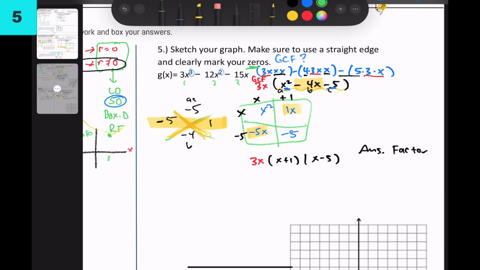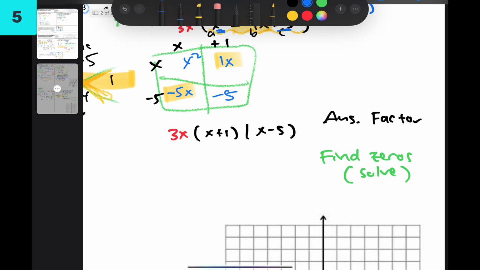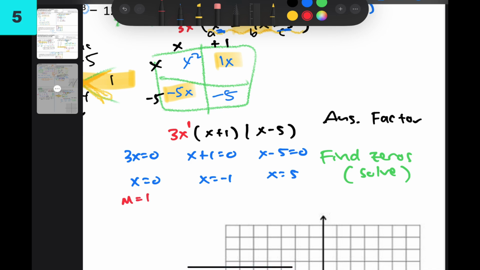Now, I need to find my zeros. Find zeros is basically solve. Set equal to 0. So, 3x equals 0. X plus 1 equals 0. X minus 5 equals 0. You'll get x equals 0, x equals negative 1, x equals 5. Now for each of these, you'll notice this one has a multiplicity of 1. 1 is odd, so we're going to shoot through. Okay?